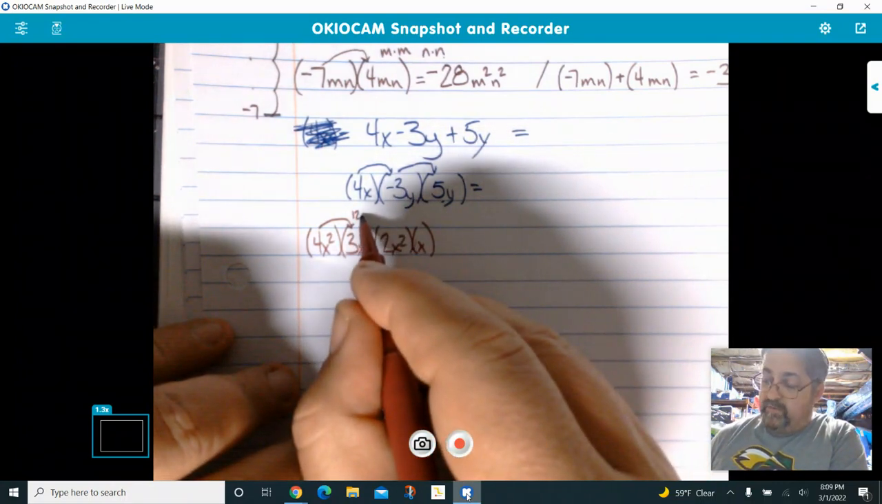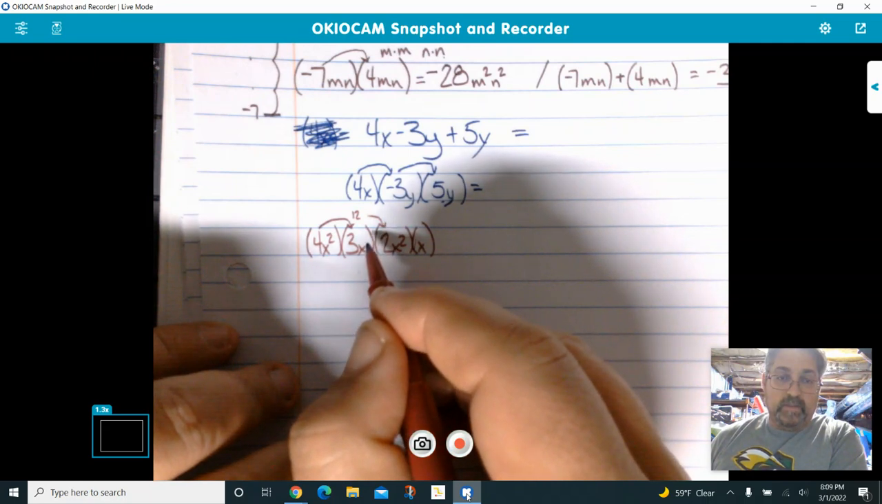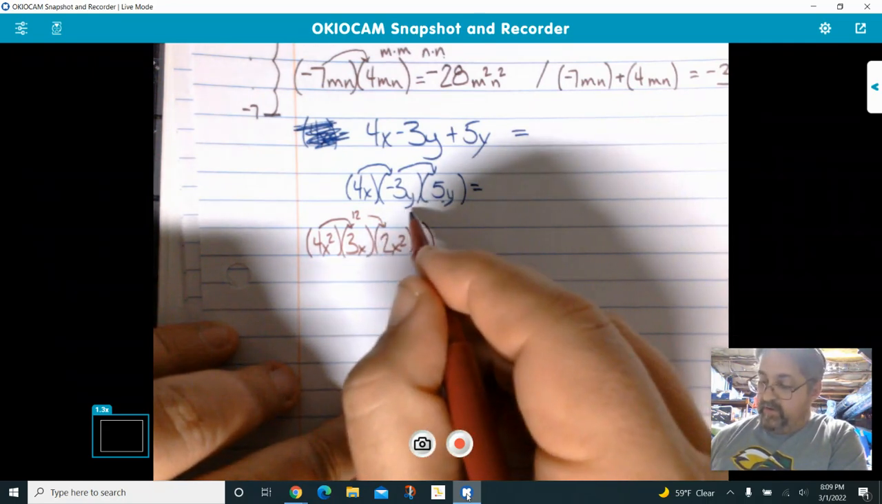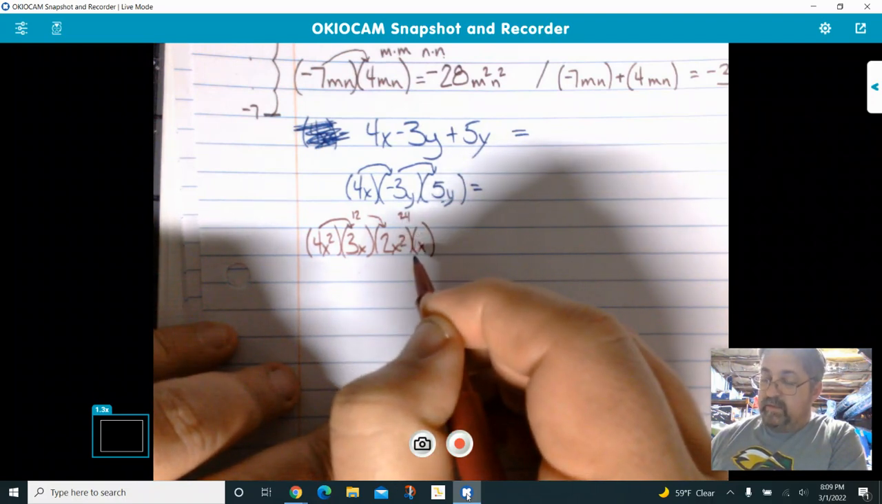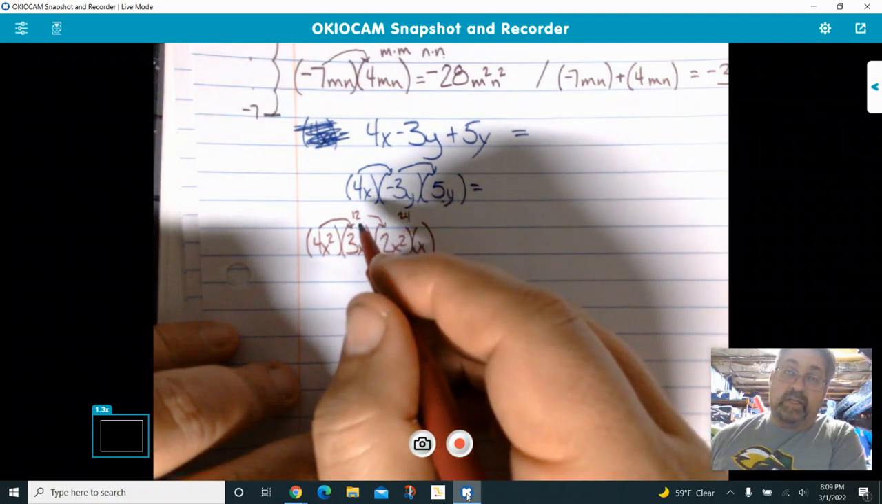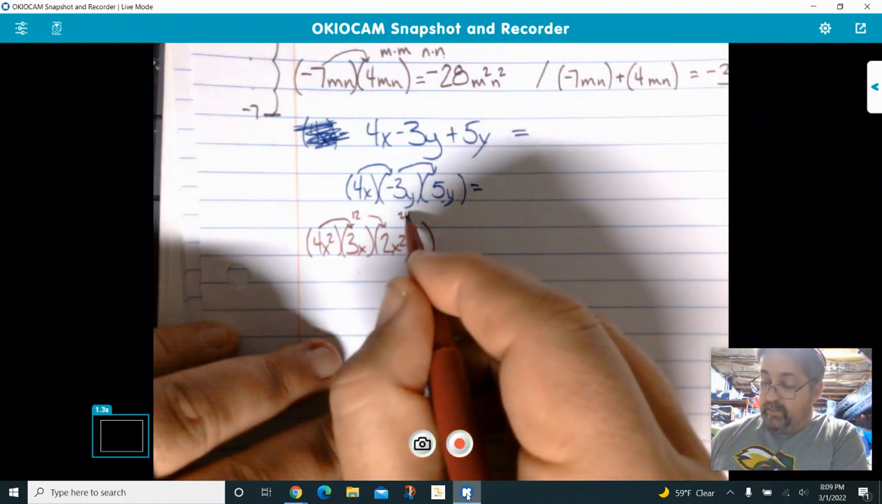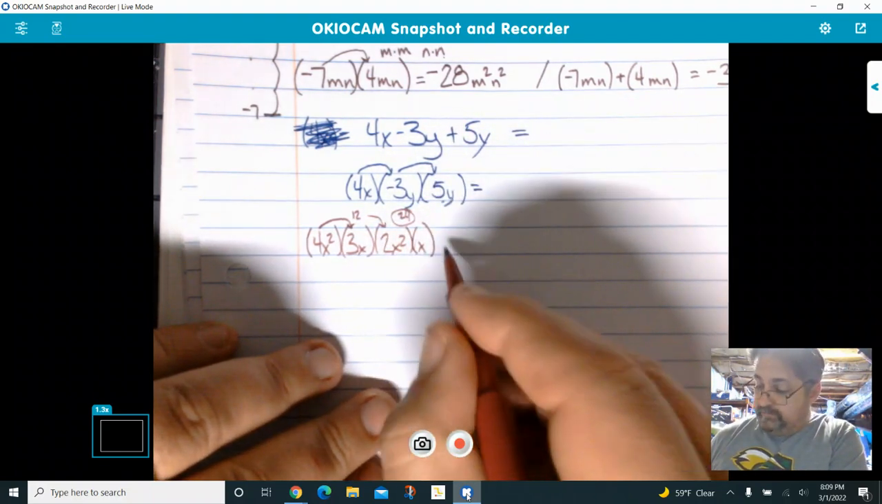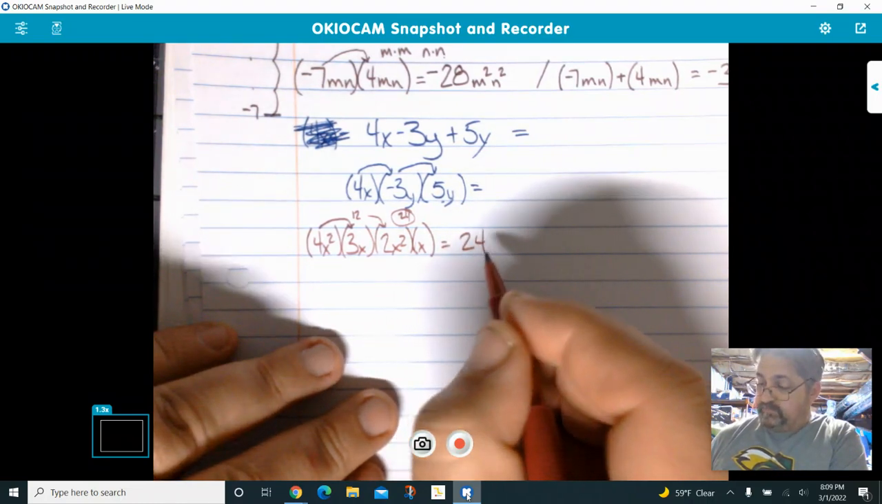Now we take that 12 times 2. Very good. That becomes 24. 24 times 1. We didn't even have to go that far, did we? Because any number times 1 is just that number. And the number we multiply by 1 was 24. So that's going to equal 24.